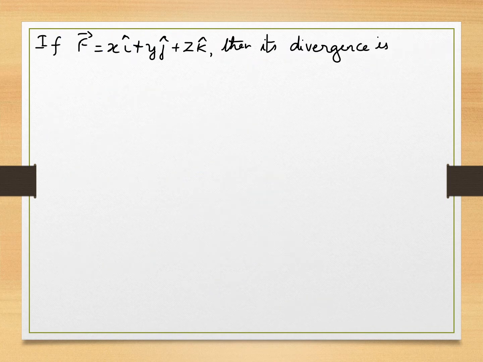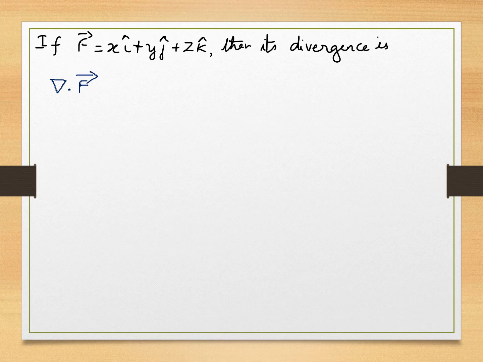The next question is, if f vector is given as x i cap plus y j cap plus z k cap, then what is its divergence? So the divergence formula is del dot f vector. We have to differentiate between divergence and gradient. In gradient, this dot is not present.